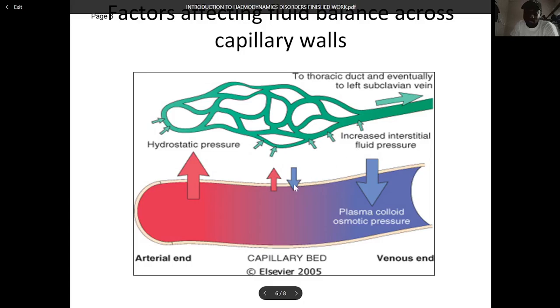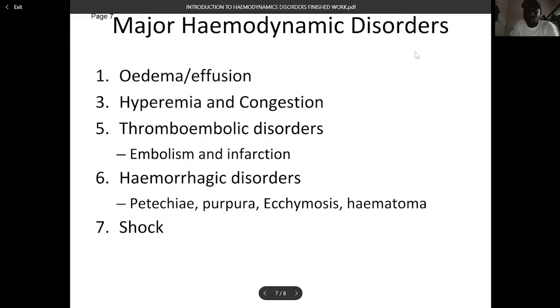So that's just that. Now, major hemodynamic disorders include edema and effusion. Edema is the accumulation of fluid within tissue. Effusion is the accumulation of fluid within cavities. Hyperemia and congestion. Thromboembolic disorders, embolism and infarction. Hemorrhagic disorders, petechiae, purpura, ecchymosis, hematoma, shock.